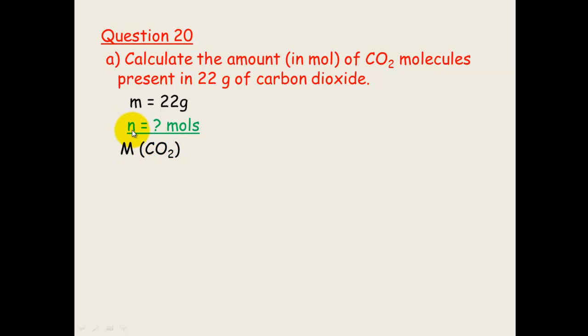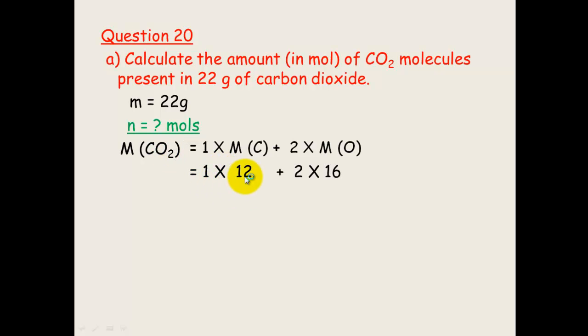And I also like to write down what the question is asking me for. It's asking me to calculate the amount in mole. If I write this here, when I get to the end of the question, I can just go back and check, have I actually answered the question? So let's work out the molar mass of carbon dioxide, which will equal 1 times the molar mass of carbon, because there's 1 carbon atom, and 2 times the molar mass of oxygen, because there's 2 oxygen atoms there. So 1 times 12, and 2 times 16. Remember, these numbers just come straight from the periodic table. So we've got 12 plus 32, which equals 44 grams per mole.